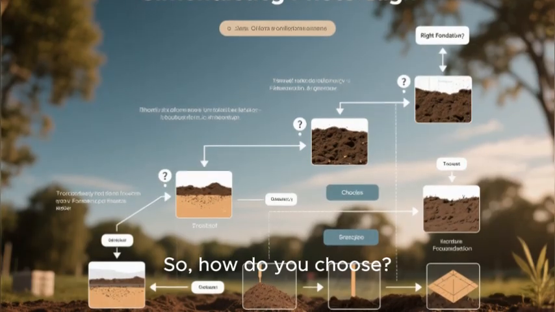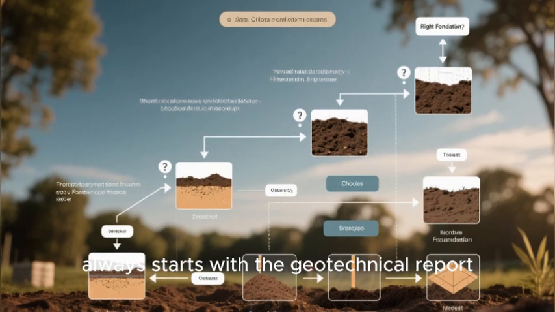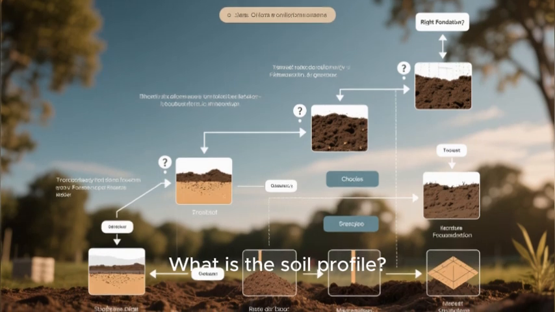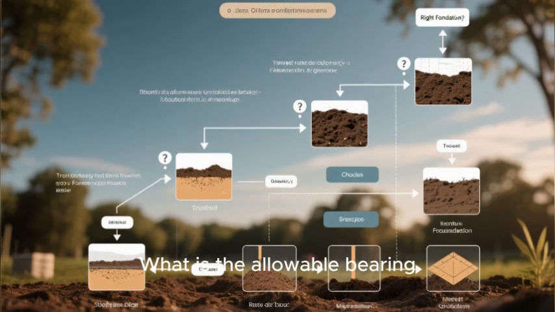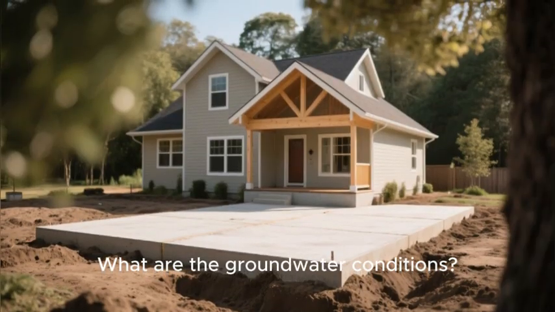So, how do you choose? The decision flowchart always starts with the geotechnical report. What is the soil profile? What is the allowable bearing pressure at various depths? What are the groundwater conditions?